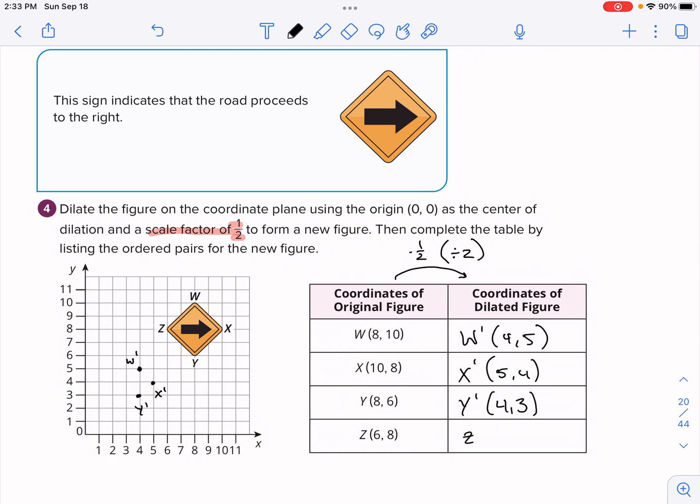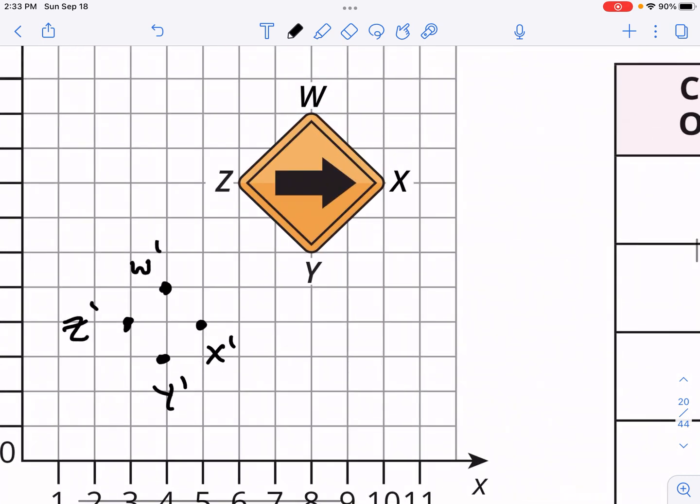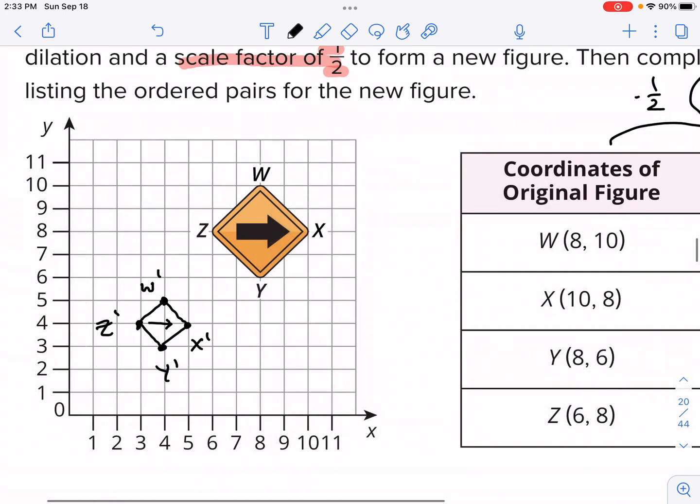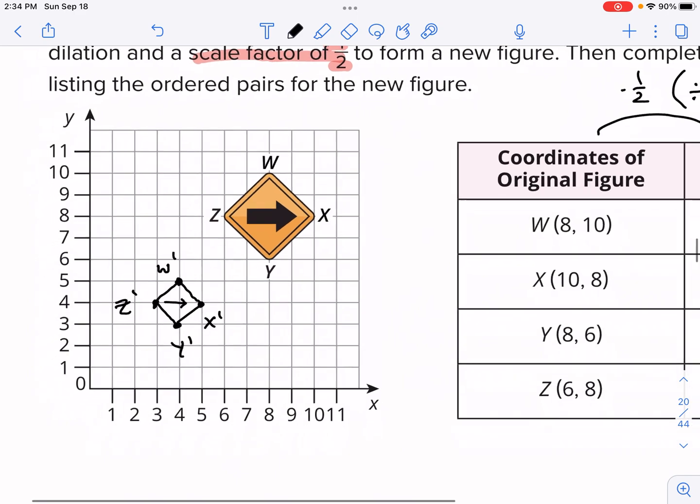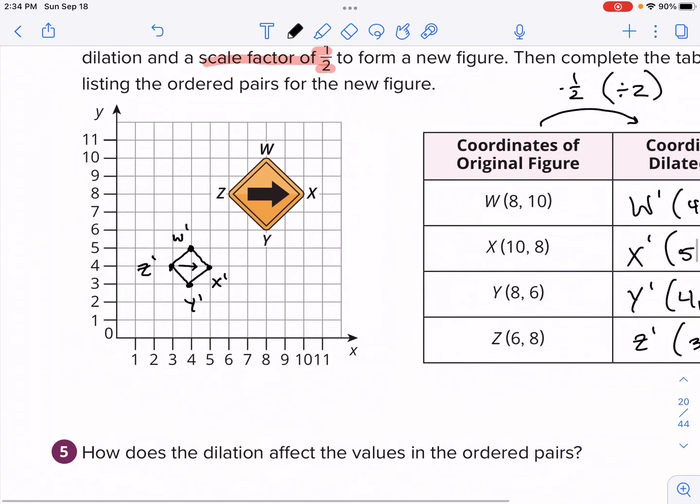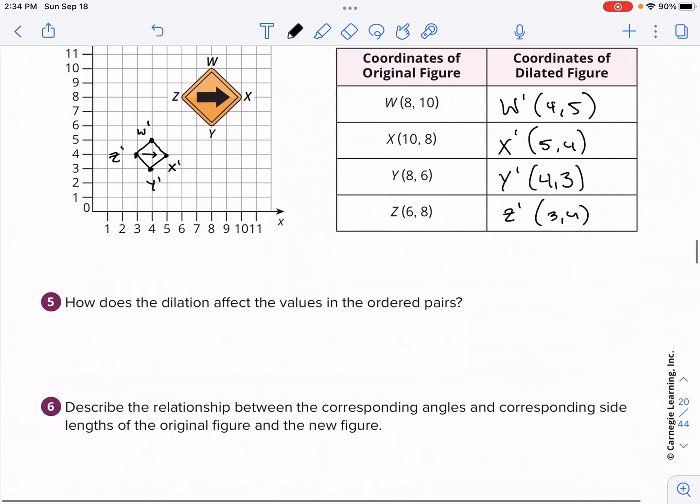And the last one, Z prime. 6, 8 becomes 3, 4. 3, 4, 3 right, 4 up. And this we'll label. And as you can see here, we've got these 4 points here. They kind of look like this, but it's reduced by a factor of 2. I'm just going to draw kind of a linear arrow like that. I'm not going to make it like a bubble arrow. Anyways, so that's what we get here. This is something that's been reduced by 2. We'll talk about the ratio here, but let's get to number 5.